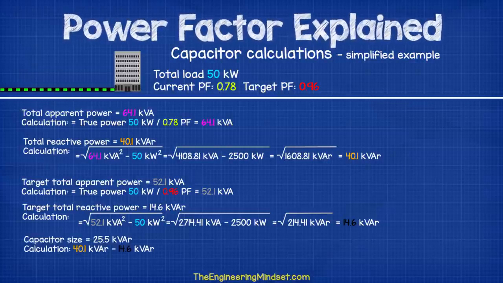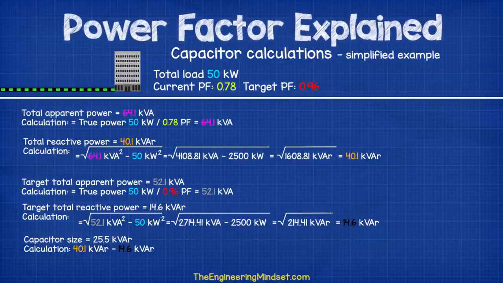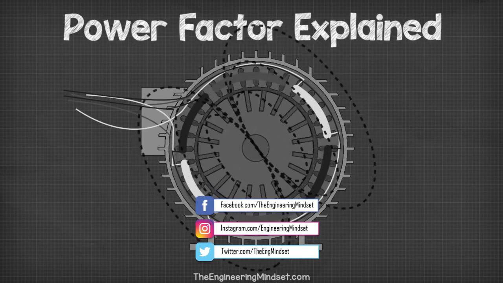The capacitor therefore needs to make up the difference between these, so 40.1 kVAR minus 14.6 kVAR, which equals a 25.5 kVAR capacitor.